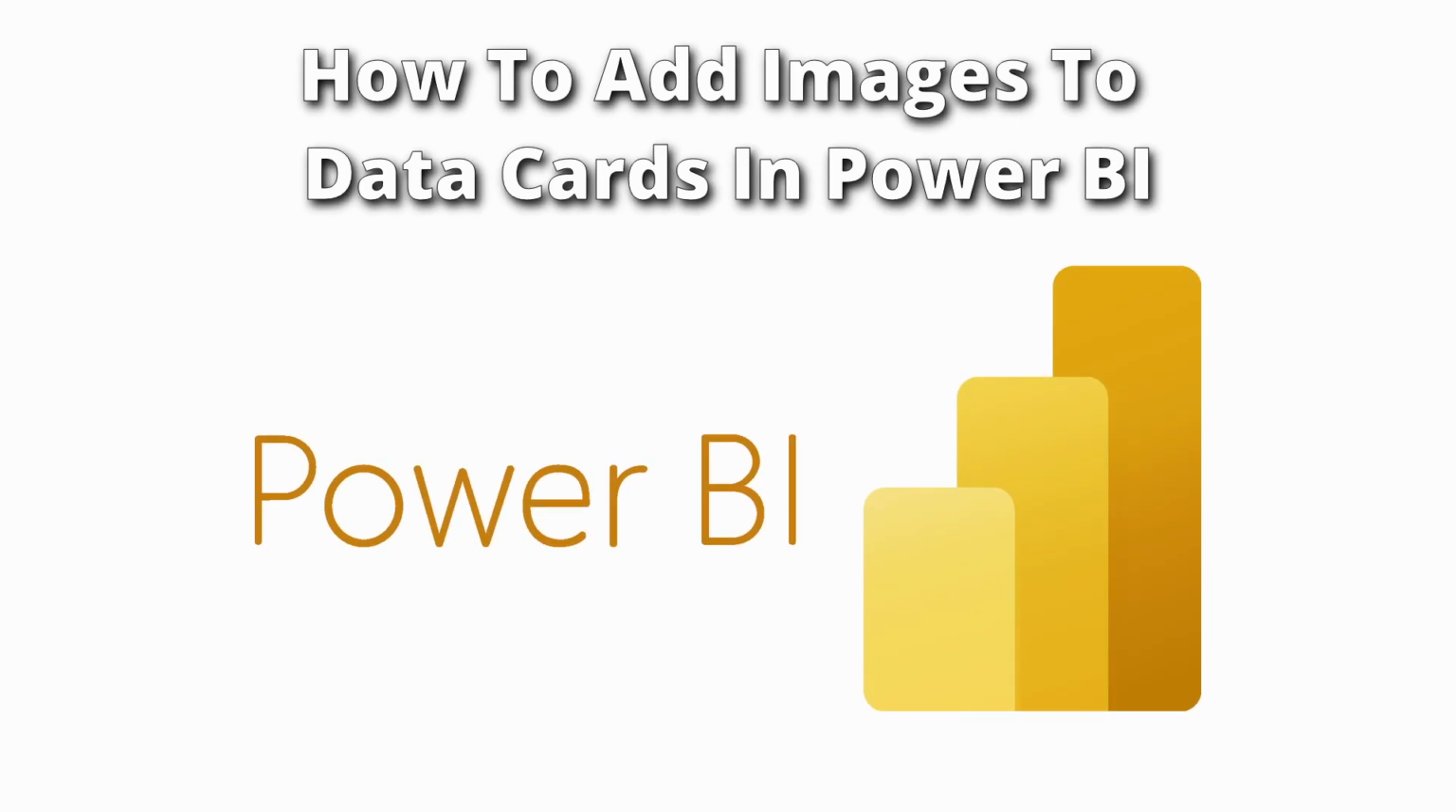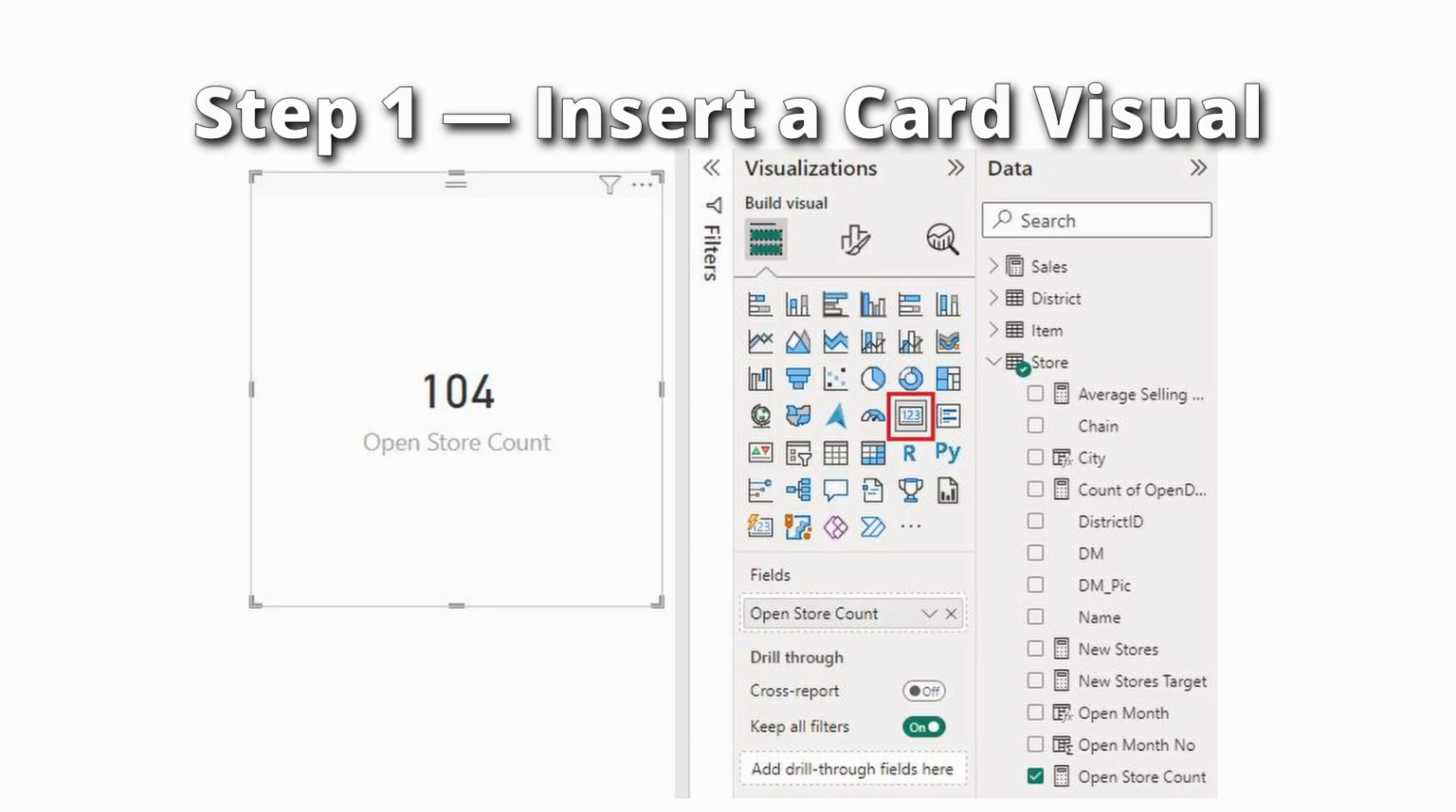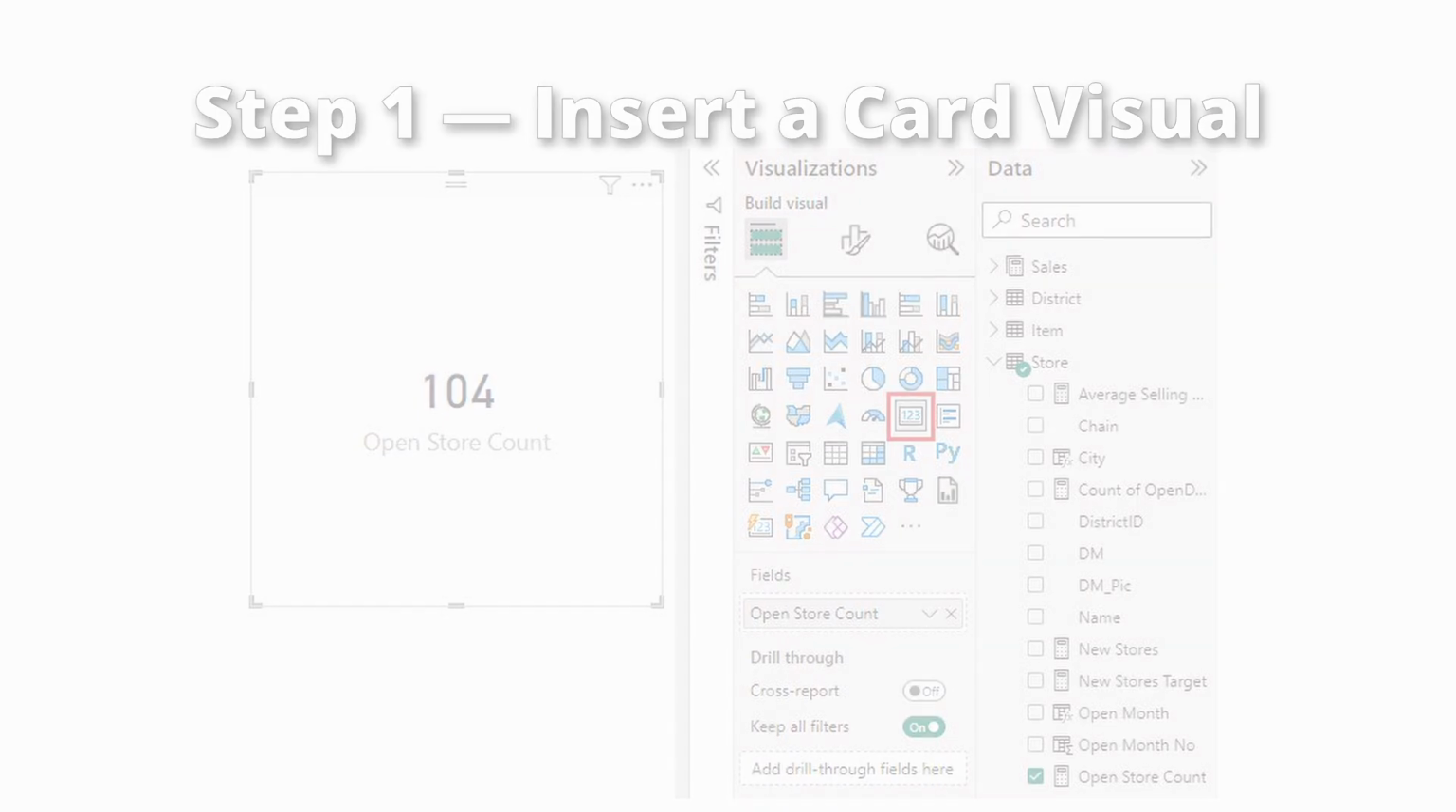How to add images to data cards in Power BI. First, insert a card visual. Open Power BI Desktop and the Visualizations pane, click Card, and then drag your measure, such as sales or revenue, into the Values field.